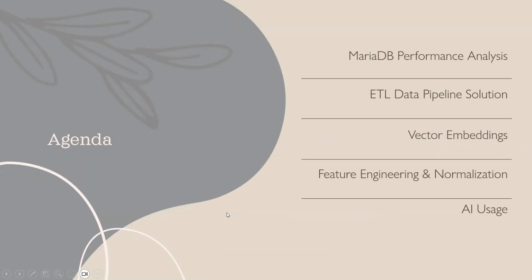So some tasks I'll be covering in this video. I'll first walk through my MariaDB performance analysis, then I'll go through my robust ETL data pipeline solution, then I'll walk through the vector embeddings, as well as feature engineering and normalization, and then finally I'll go through my AI usage for this part of the project.